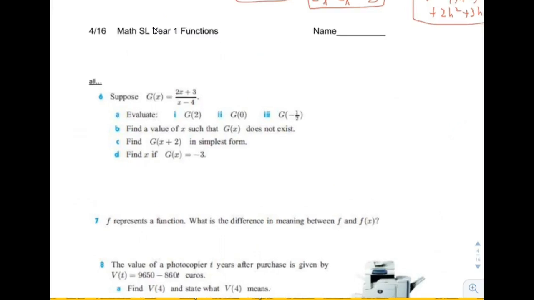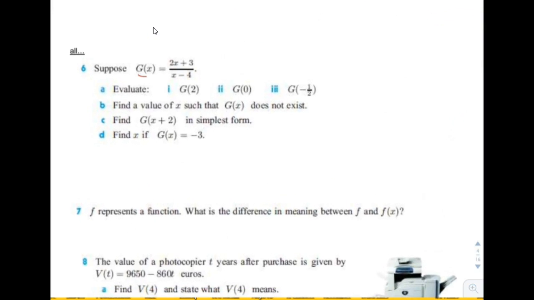Functions, page 4. Suppose that the function g is equal to (2x plus 3) divided by (x minus 4). Evaluate the function when x equals 2. So first we're just going to put 2 in there. We're going to put 2 times 2 plus 3 over 2 minus 4. So that's going to be 4 plus 3 on top, 7. 2 minus 4 on the bottom, negative 2. Okay, so that's the answer for g of 2.